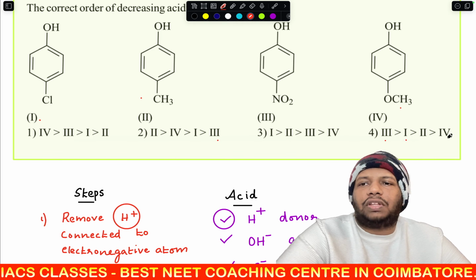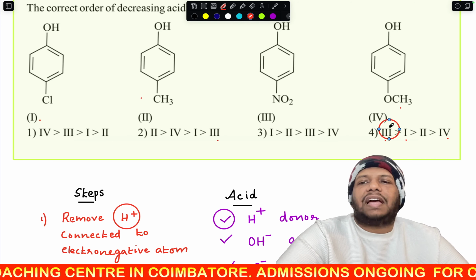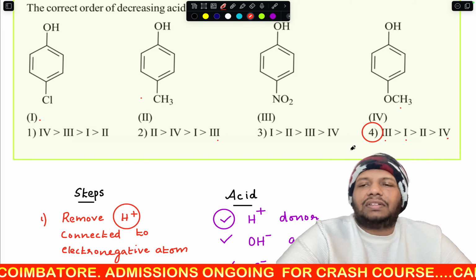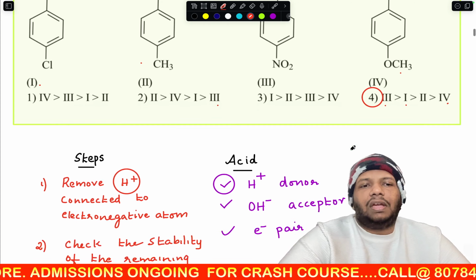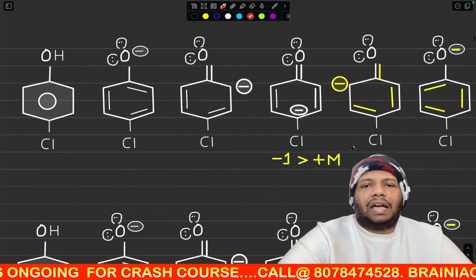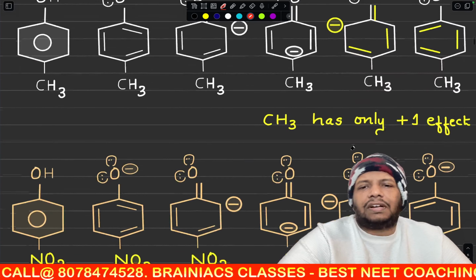So my option for here is 4. Clear? The acidic strength is: the stronger acid is the third one, then the first one, then the second one, and then the fourth one. Okay, so please remember these steps. You can easily follow it. You don't need to draw these structures for exams, just analyze it and see what sort of effect it has.